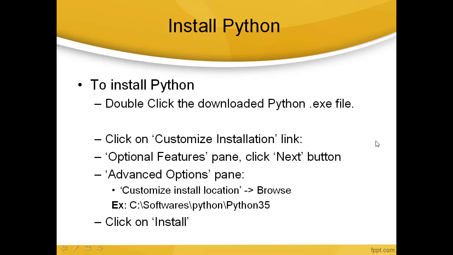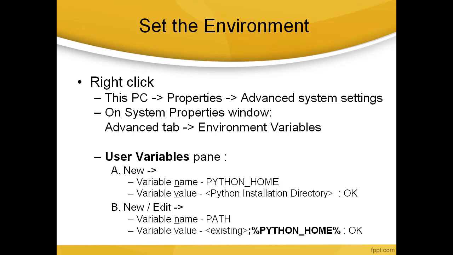So we have followed the steps mentioned here. Now let us set the environment for Python. For that, you have to right click on this PC, properties, advanced system settings. On systems properties window, advanced tab, environment variables, you have to create a new variable called Python home, and you have to provide the Python installation directory, and you have to add that to the path.